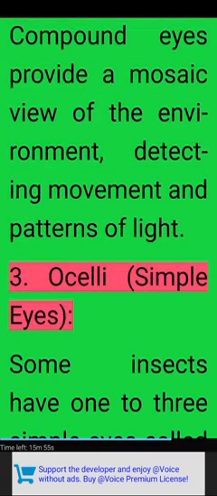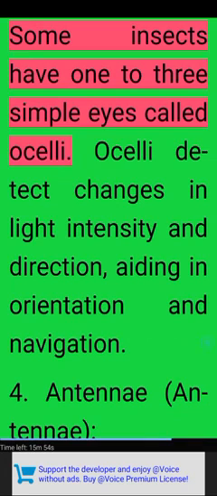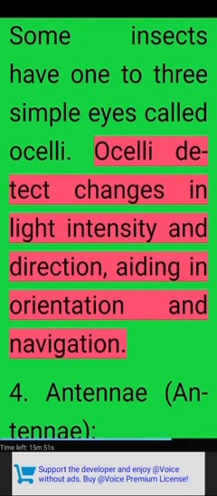3. Ocelli, simple eyes. Some insects have 1 to 3 simple eyes called ocelli. Ocelli detect changes in light intensity and direction, aiding in orientation and navigation.